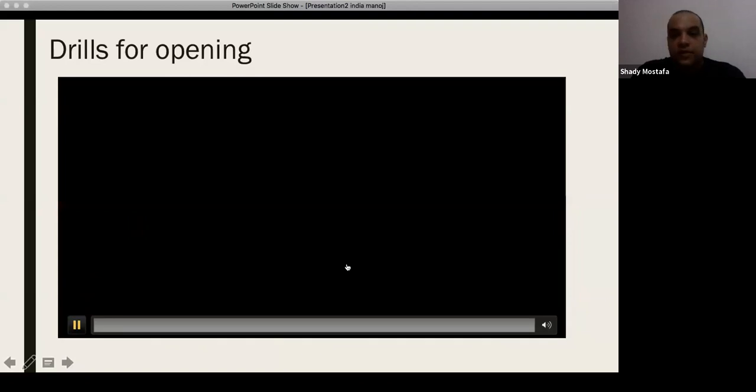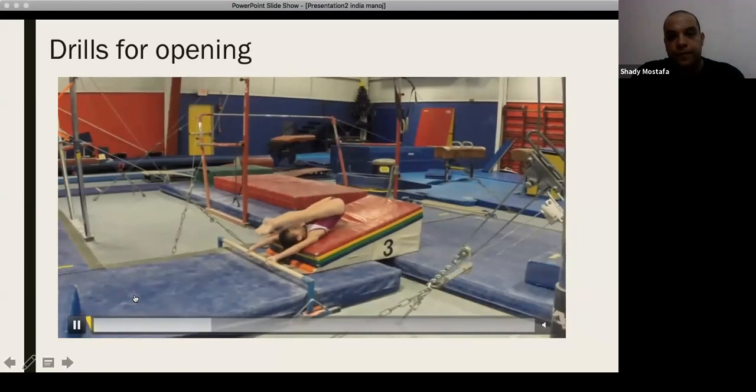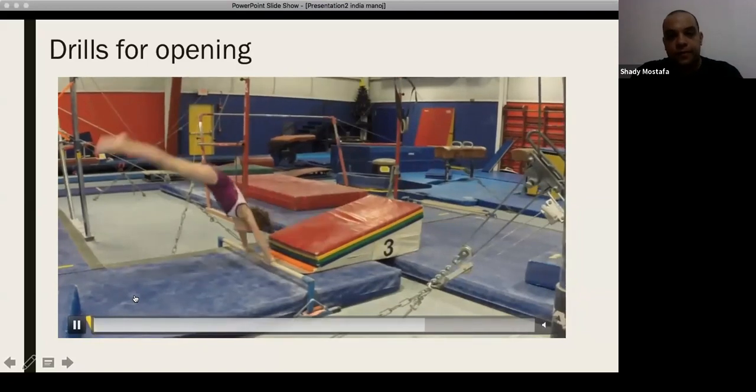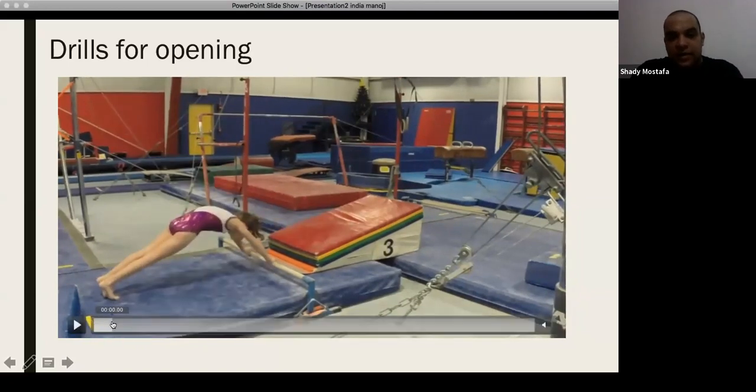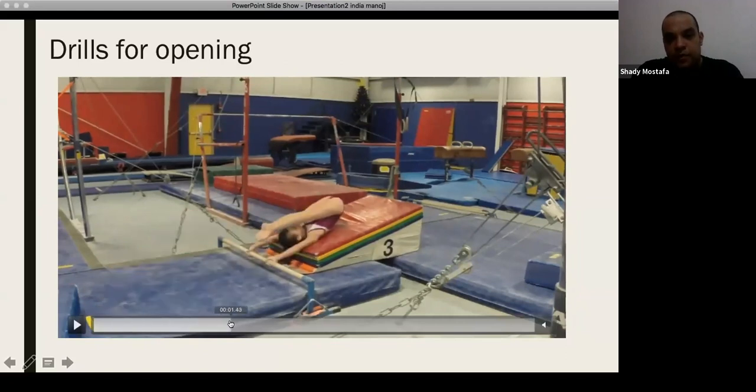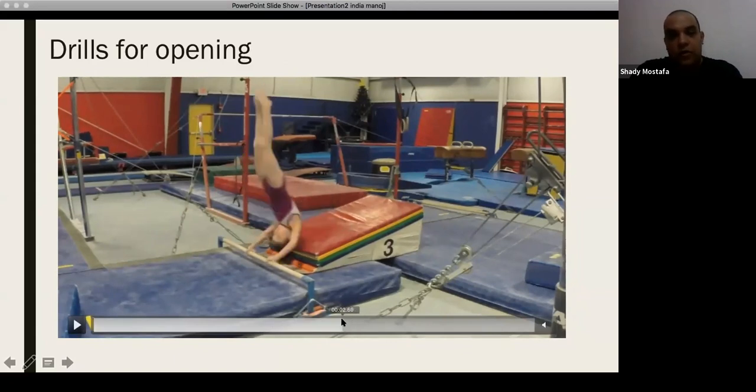Okay, now these are drills for opening. I will make it slow now. It's basically the same as the free hip one. We did the same with the free hip. And it's safe. You can do that in your gym without a spot.